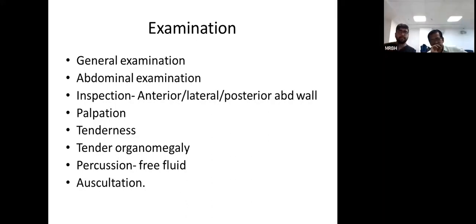In FAST we check the four areas, and we add the chest, looking at bilateral thorax movement. So we can rule out any obvious pneumothorax and hemothorax, any pleural collection in the lower chest.